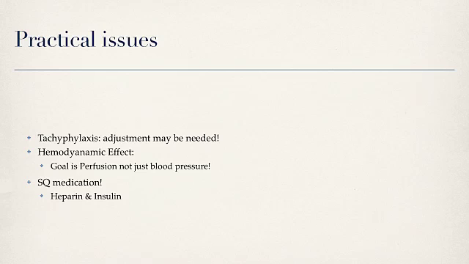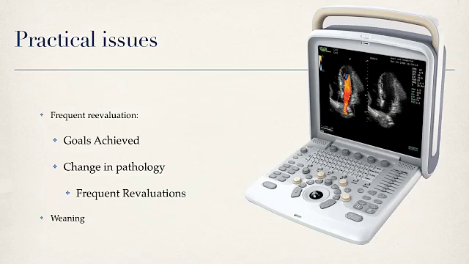Remember that your goal is to restore perfusion, not really to just get blood pressure. Avoid hypoperfusion. You might be able to restore blood pressure with an alpha agent, for example, but if you did not restore perfusion as well, or flow, then you are doing a disservice to your patient.